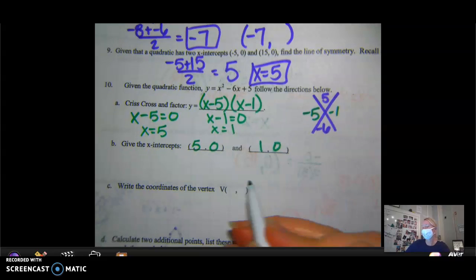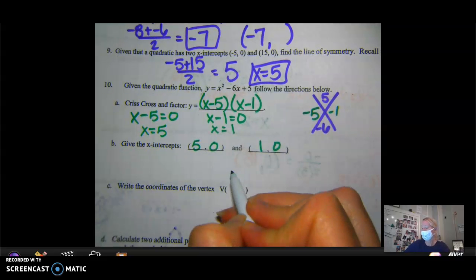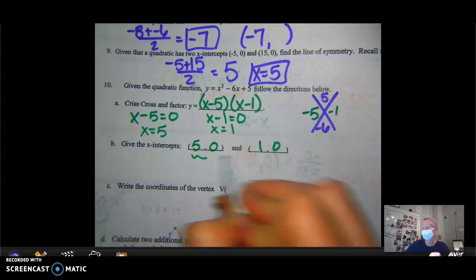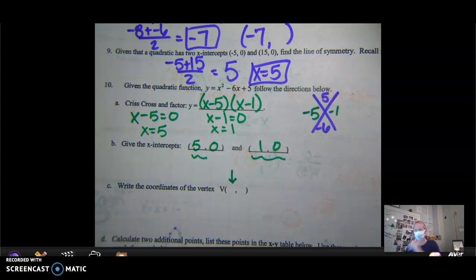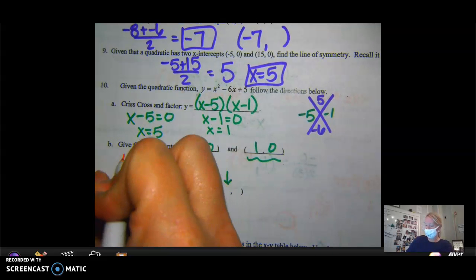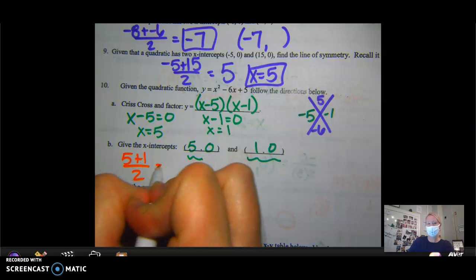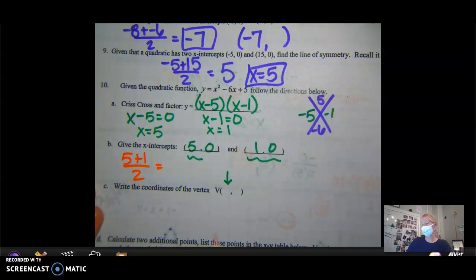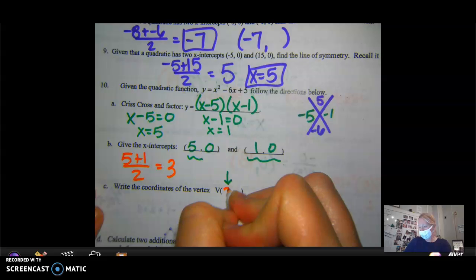Okay, write the coordinates of the vertex. In order to write the coordinates of the vertex, I have to find x first. How do I find x? We just did this on a problem 2 problems above it. So what do I do to find the coordinates of the x value? Thank you. 5 plus 1 divided by 2. What is 5 plus 1 divided by 2, guys? So the x value is 3.